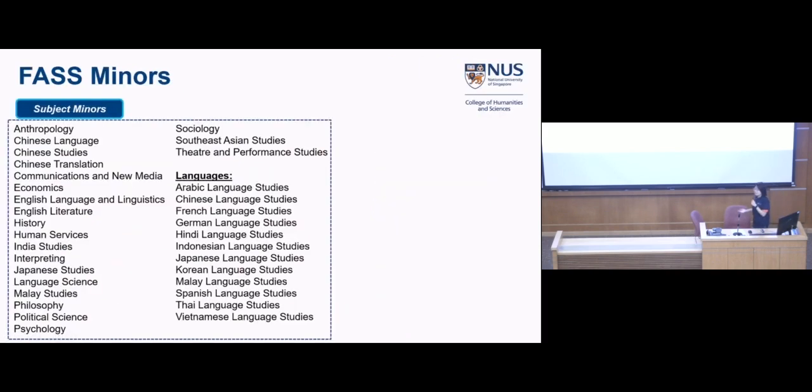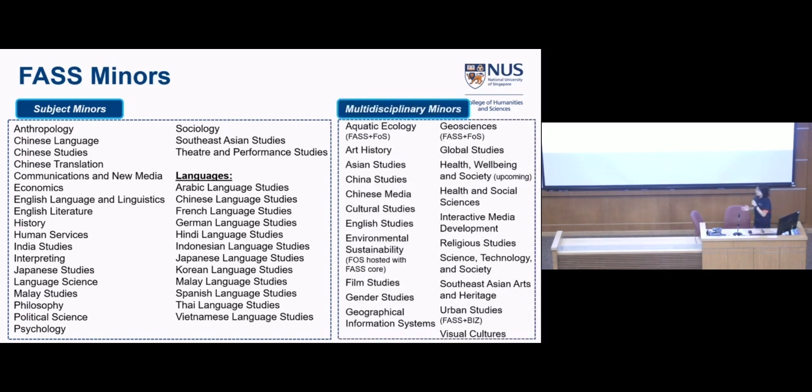Now, for minors, that's even more exciting because we have so many minors here. So we have subject minors. We also have language minors, which are very popular among our students, and also multidisciplinary minors. So multidisciplinary minors means that the training is from different disciplines. And we even have co-host minors with, for example, the Faculty of Science, and also co-host minors with the business school. Okay, so it's really a lot for you to think about, especially using your UE space to do some of the minors here. And if you have friends from other faculty, invite them to do the FASS minors, because we have so many choices, right?